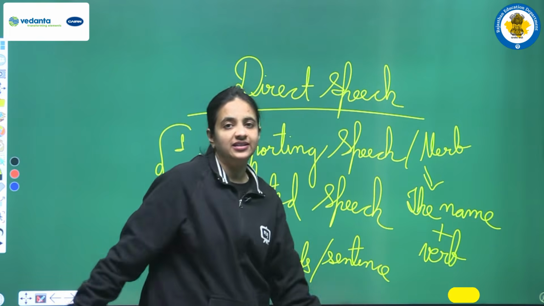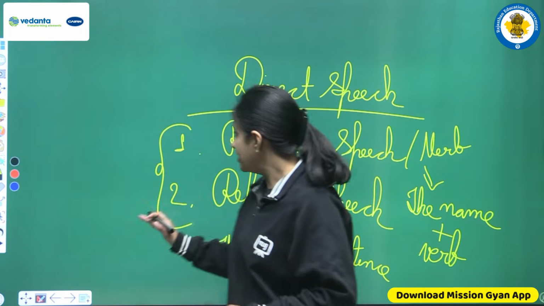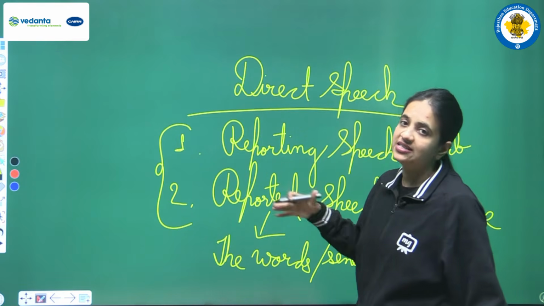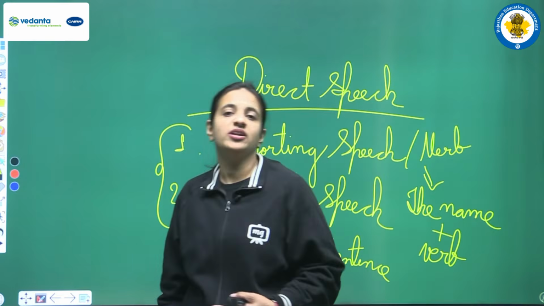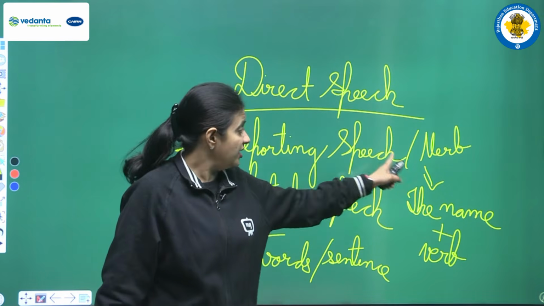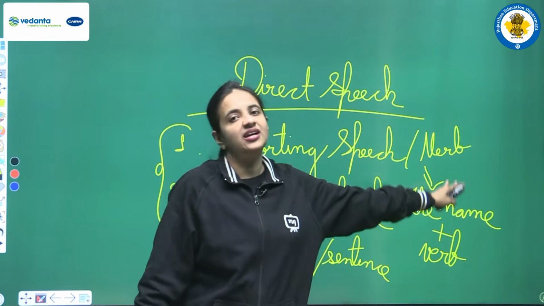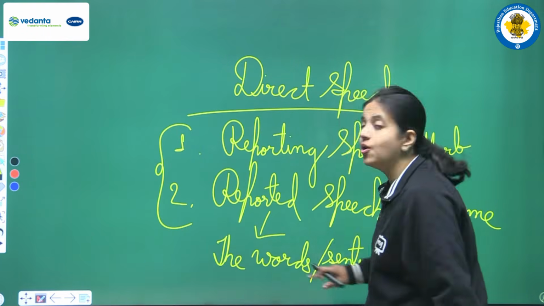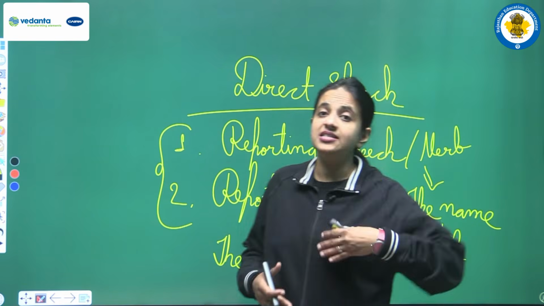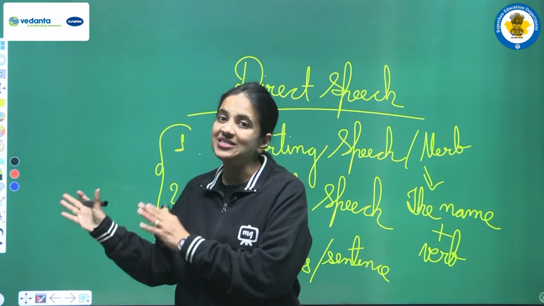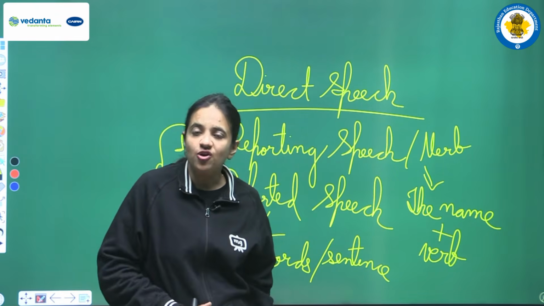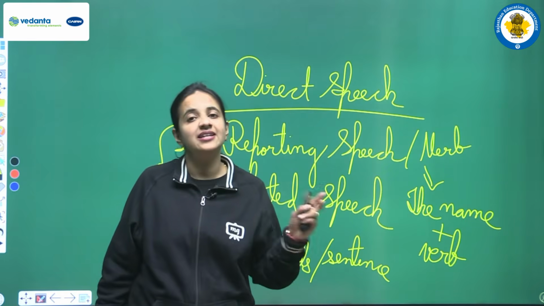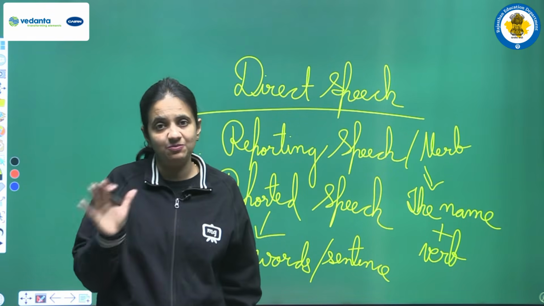that was spoken by the speaker. Okay, so in this manner we have two parts in direct speech. We have reporting speech, or we can say reporting verb, and the second part is known as reported speech. In reporting verb we have the name of the speaker, and yes, one verb, and in reported speech we have the words, or we can say the sentence that was spoken by the speaker. So this is the structure of a direct speech. This is the structure that we have in a sentence that is written in direct speech.